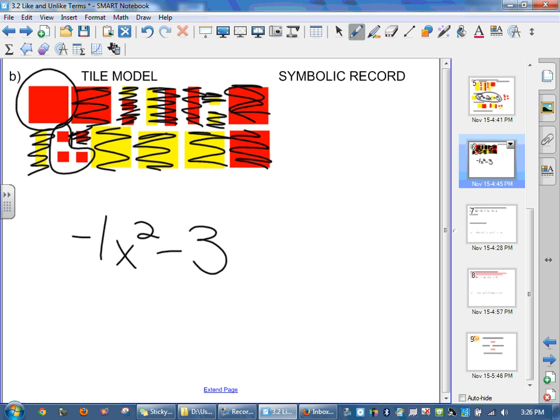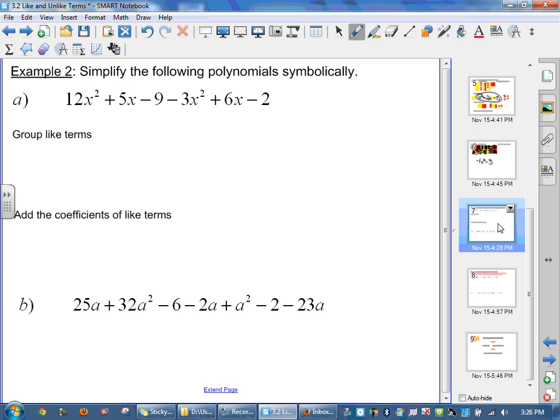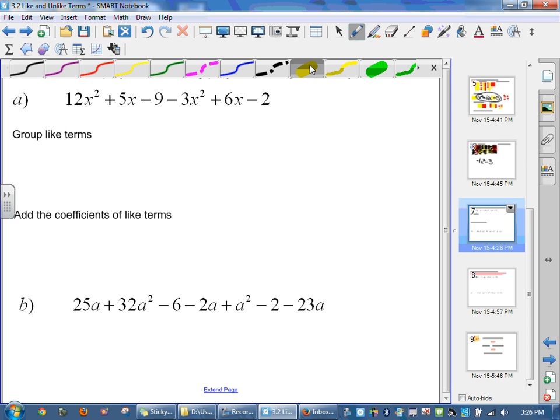Let's take a look at the next ones. These ones do not have objects, so they didn't draw them for us. But what we can do is still group them. We can group them differently now. We can do it with highlighters, with different symbols, or by putting boxes and circles and triangles around them. I've got highlighters, so I'm going to highlight the x squareds. So everything with an x squared.